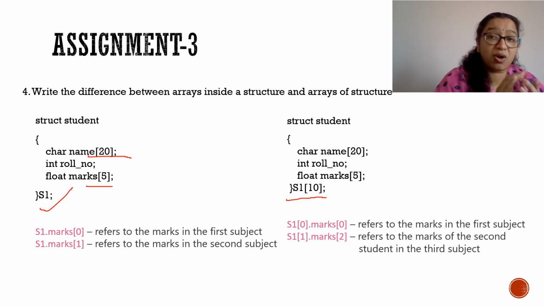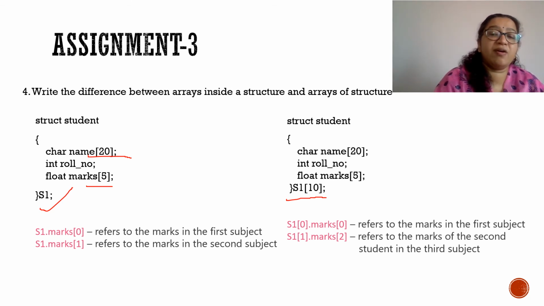So S1 of 1. That means S1 is the name given, then in the square bracket 1, that means second student. Second student's third subject mark. 0 is the first subject, 1 is the second subject, and 2 is the third subject mark. So marks of 2.